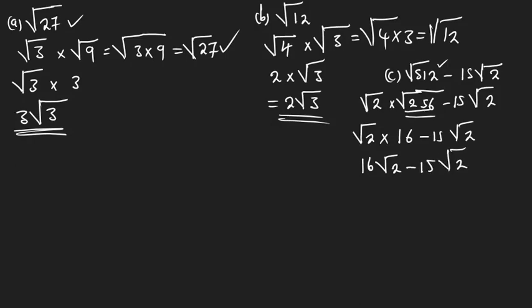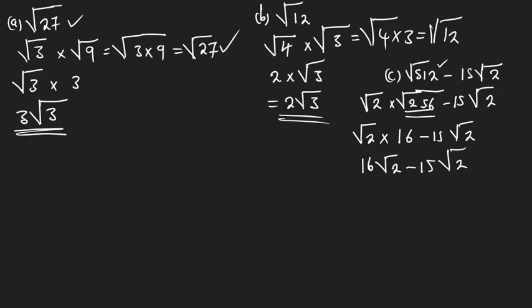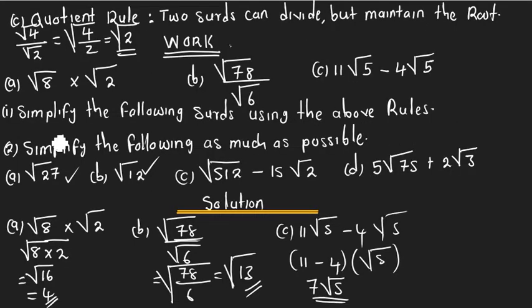According to our rules, which rule are we going to use? Of course, the opposite of the addition rule, subtraction. We're just subtracting what is common. We subtract 16 minus 15 and we're going to get 1, which is just the same as root 2. If you have understood this particular concept, you can try out this one.